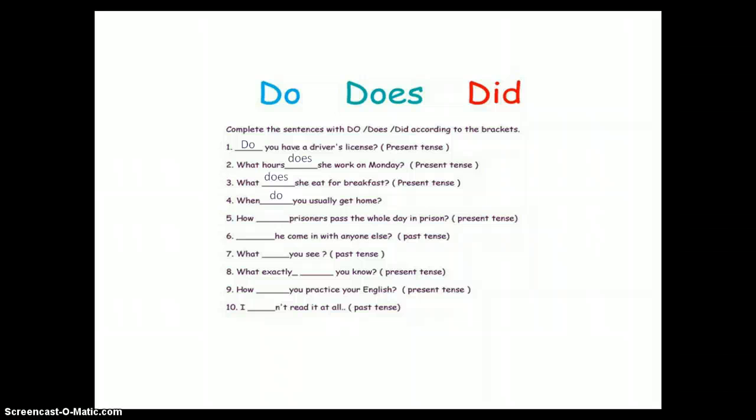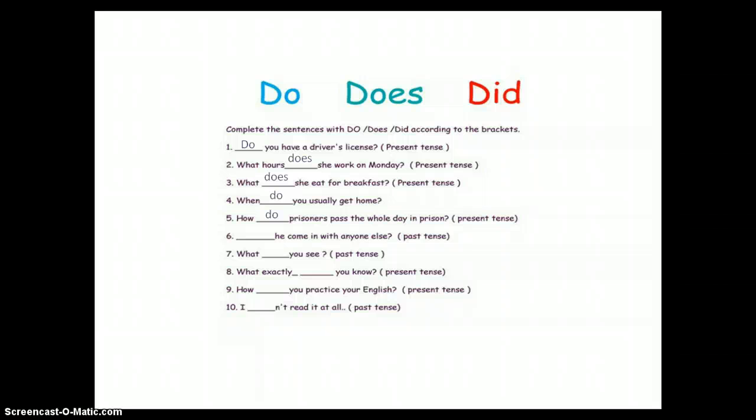And next, the next question, how do prisoners pass the whole day in prison? It is present tense and then do or does. Of course do, because prisoners is not third person singular.